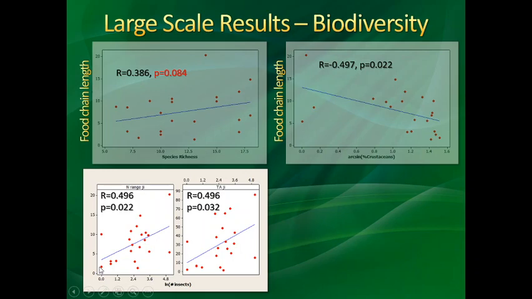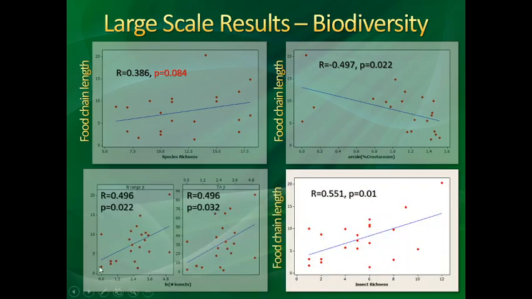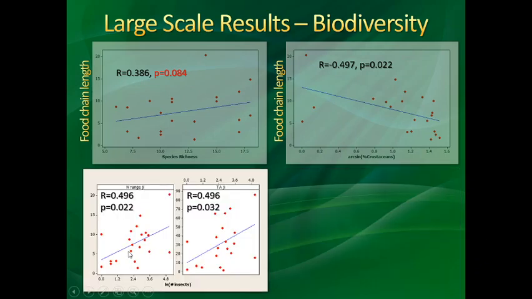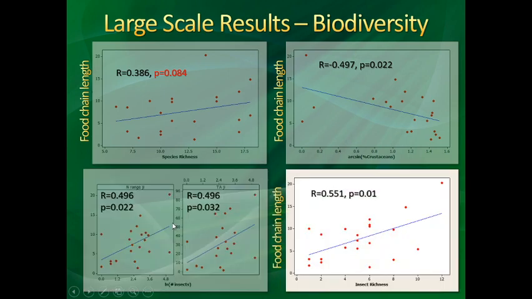Conversely, if we look at this, here is the food chain length here. This is the total number of trophic strategies. We see a big increase as we increase the number of insect species in these playas. This is just the total number of insects, and then this is the insect richness. So the food chains are longer when we have more species.